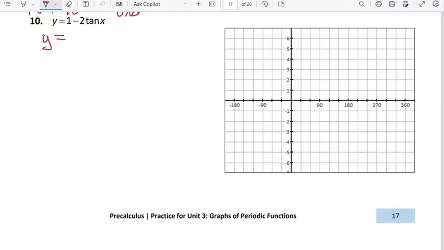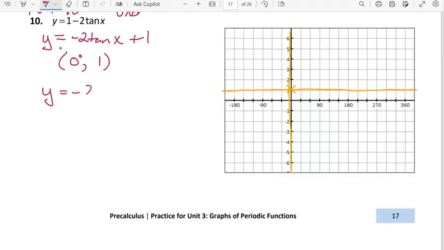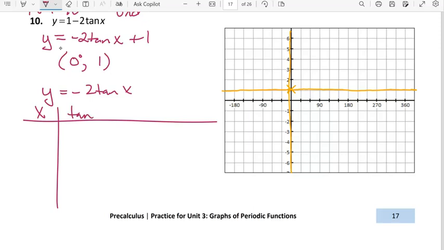Last one to graph by hand, y is equal to, I'm going to rewrite it, negative 2 times the tangent of x plus 1. So from our new origin approach, there's no phase shift or no horizontal shift, but the vertical shift is 1. So I'm going to draw in a new origin at 0, 1, and my y-axis doesn't change. My new x-axis that corresponds with that new origin is 1 up. And then from there, I'm going to graph that related function y is equal to negative 2 times the tangent of x. Table of values approach, x, tangent of x, and negative 2 times the tangent of x.